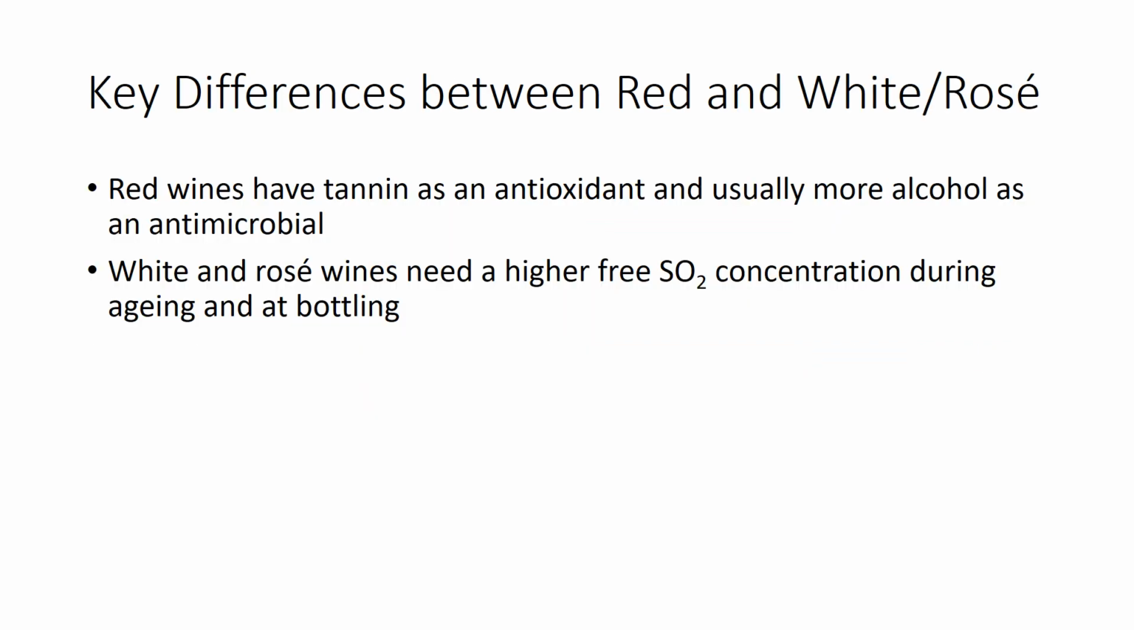So the key differences between the red and white or rosé styles of production: red wines have tannin as an antioxidant and usually more alcohol as well, so that acts as an antimicrobial. They just need less SO2 support. White and rosé wines need a higher level of free SO2 during aging and at bottling to combat microbes that might be present at lower ethanol and to retain the freshness of aromatics.